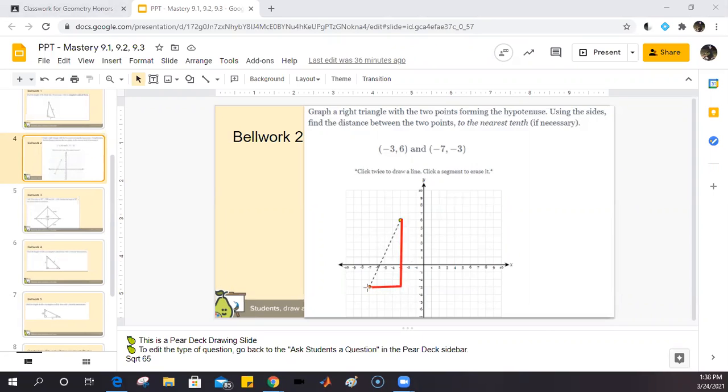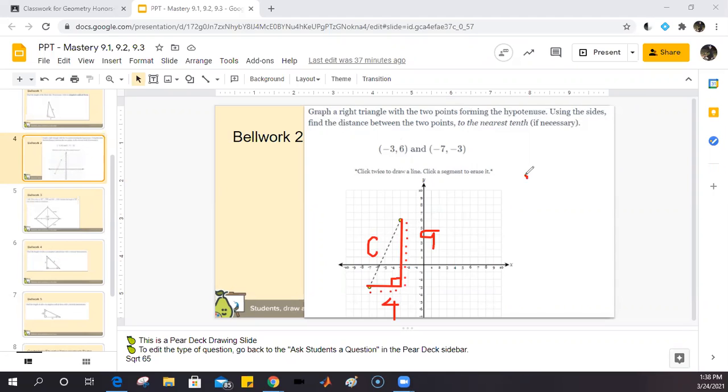Again, if you need to update your Pear Deck while I'm going through this, do it. So you got your example. And now we have a right triangle. We could really easily find the lengths of these sides and find the distance, which is the dotted line, which is the hypotenuse of this now right triangle. So this side is 1, 2, 3, 4 units long. This side is 1, 2, 3, 4, 5, 6, 7, 8, 9 units long.